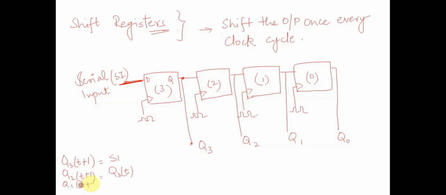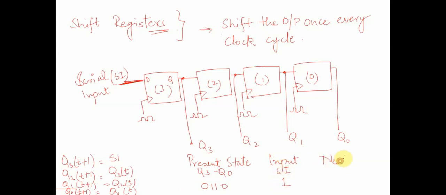Q1 at t plus 1 would be equal to the value of Q2 at time t, and Q0 at t plus 1 would be equal to the value of Q1 at time t. So what is happening? Let's assume my present state Q3 to Q0 was 0 1 1 0, and let's assume that the serial input SI was 1.